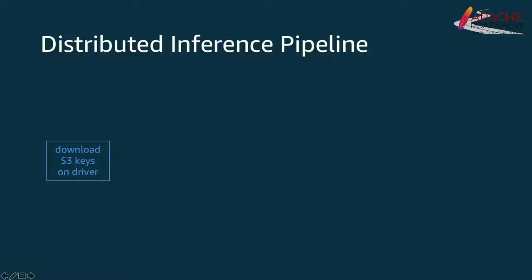So let's see how the pipeline itself looks. All of my images I put in S3, but you can use HDFS or any highly available distributed file system, or even EFS for that matter. So I will download all the S3 keys on the driver. There is no need to distribute or move images across driver to executor.